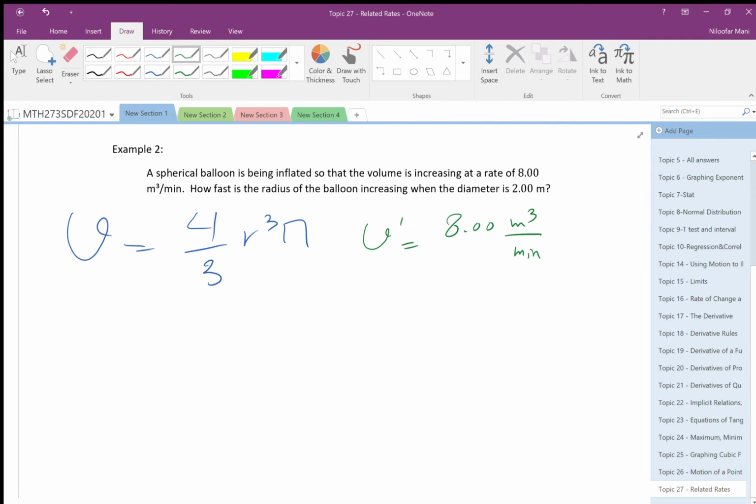It says how fast the radius is increasing when the diameter is 2 meter. So I want to find r prime. R prime I don't know, but I have extra information. When diameter is 2 meter, it means at that moment, because the moment and the time is important here. But I know diameter is 2 radius, so r is this, because diameter is double radius. Okay, so now do it.